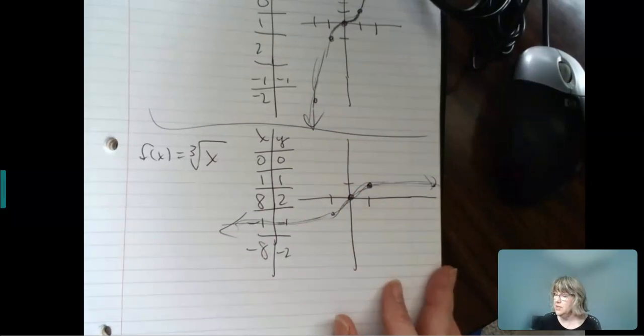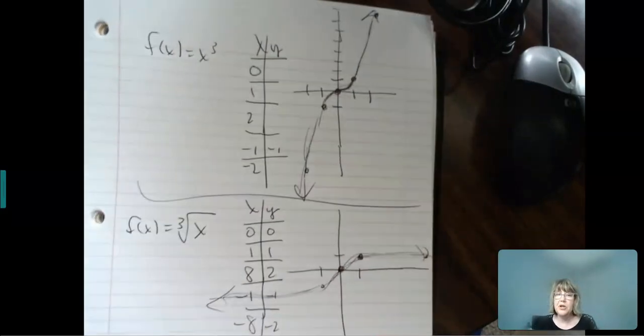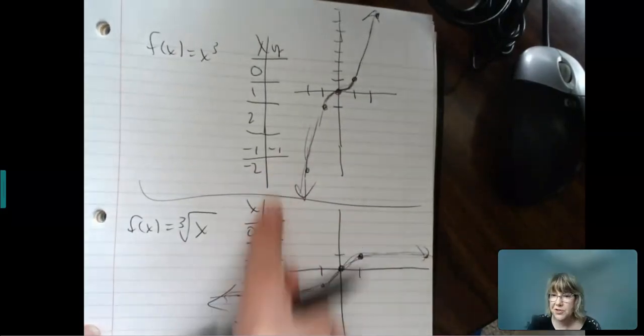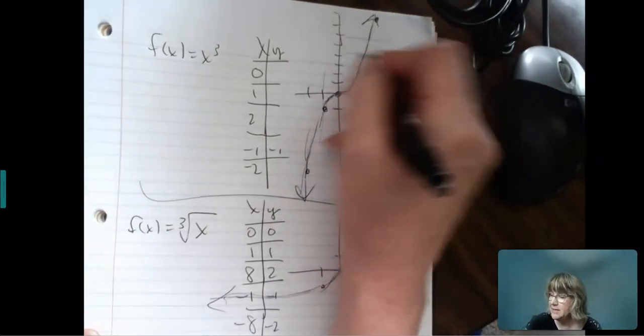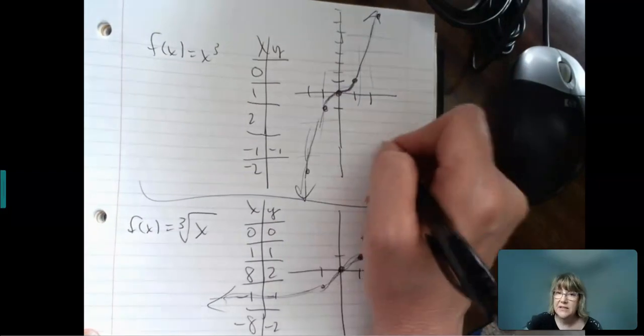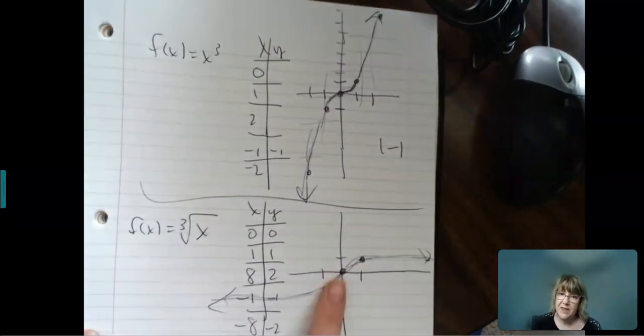And if you notice, you're like, wow, those look really similar. That's because they're inverse functions. Notice this passes a vertical line test. Great. Passes a horizontal line test. This is a one-to-one function. This guy is going to be its inverse, okay?